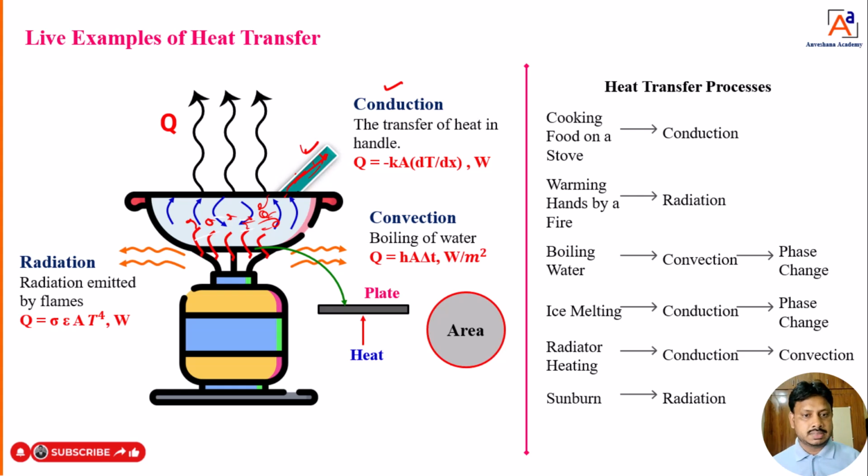If heat is getting transferred in solid materials where the atoms or molecules are at rest but may vibrate, they will transfer heat. That type of heat transfer you can call conduction heat transfer. That means the heat is going to transfer from this point to this point through a solid material, which is known as conduction. Then how much heat is getting transferred, I can calculate with the help of an equation. That equation is Q equals minus K into dT by dx. This equation is given by a well-known scientist, Fourier.